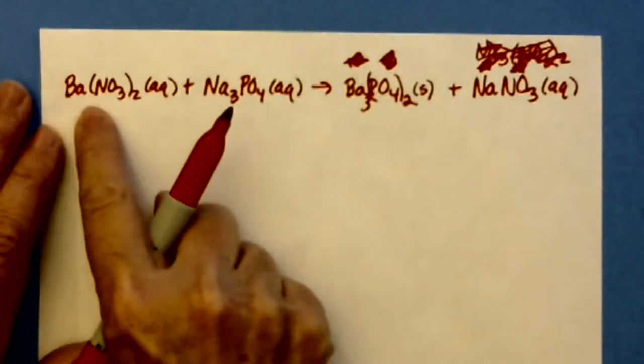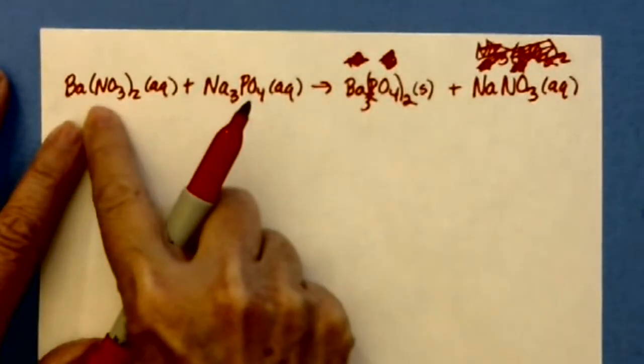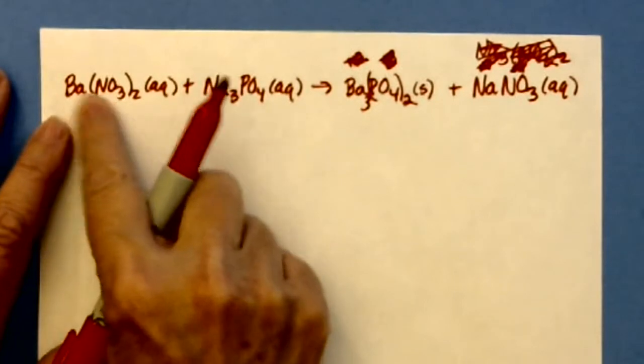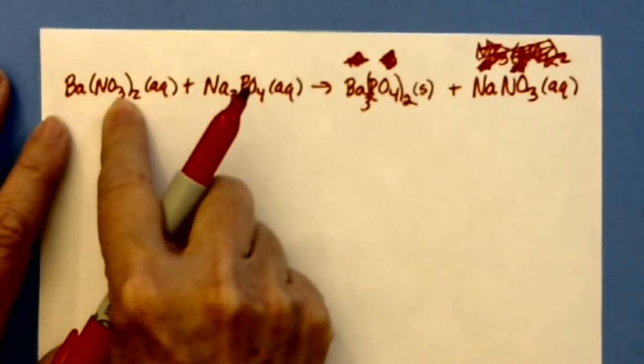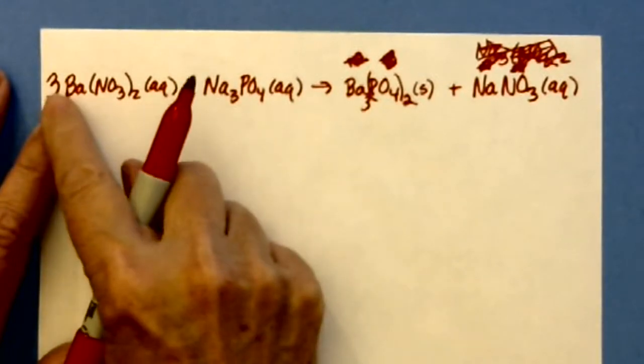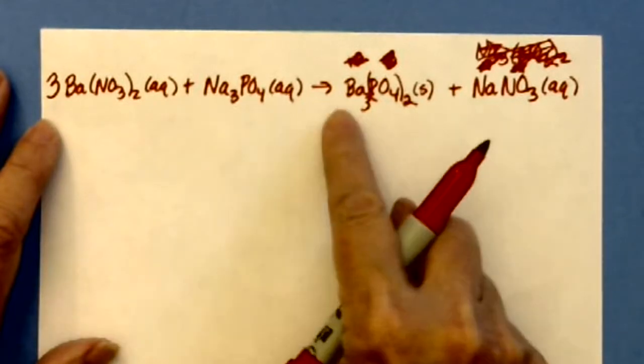So I have 1 barium on this side, and I have 3 bariums on this side. So I need to have 3 on this side. And just as we said before, I can't just make this barium with a subscript 3 because that will not be a neutral ionic compound. But I can put a 3 in front. So there I have it. I now have 3 barium nitrates. So 3 bariums, 3 bariums.